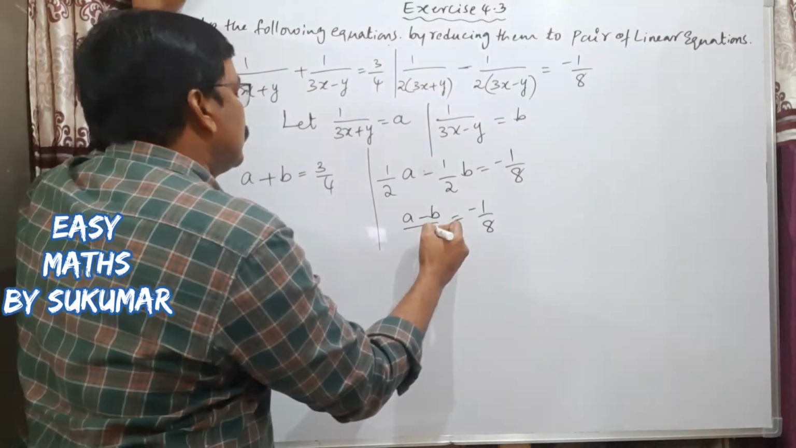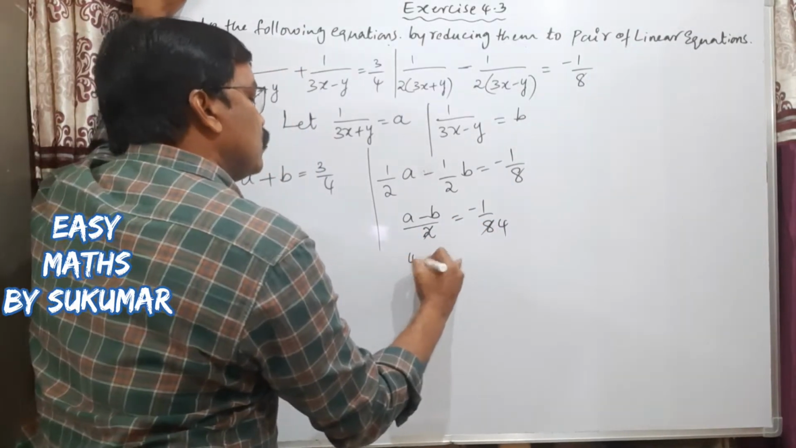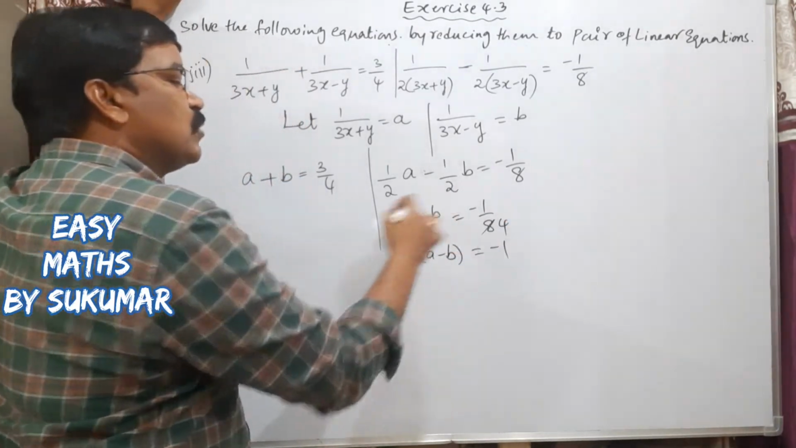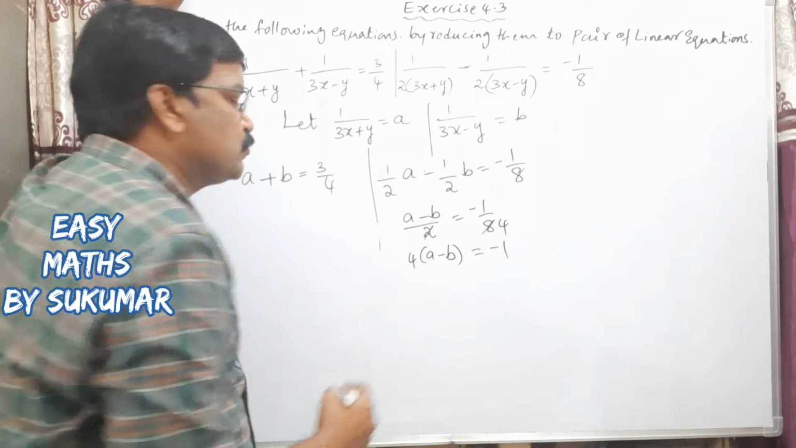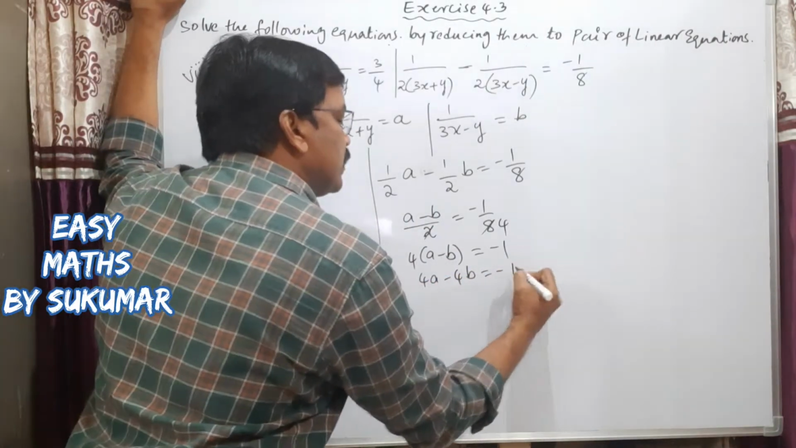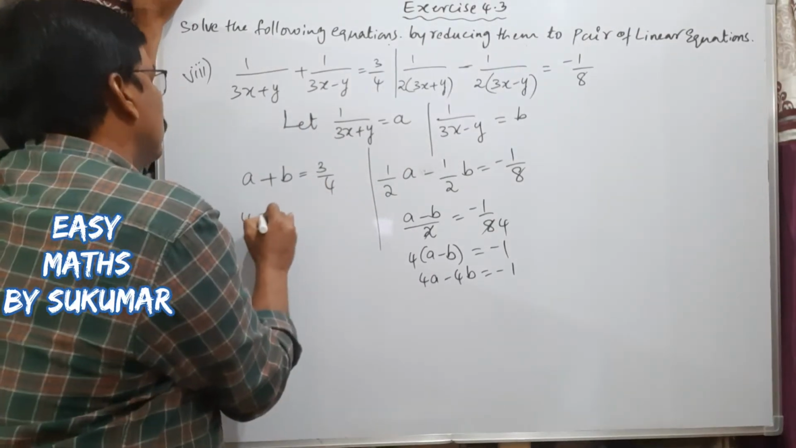So here you can cancel this 2 in 8, 4 times. That means 4 of a minus b is equal to minus 1. That means 4a minus 4b is equal to minus 1. See, similarly here, just multiply with 4 here.